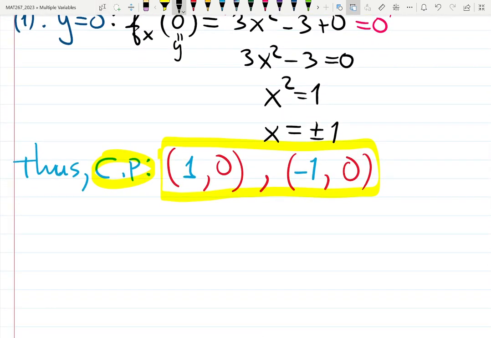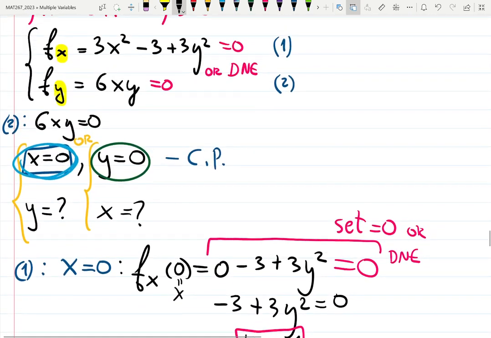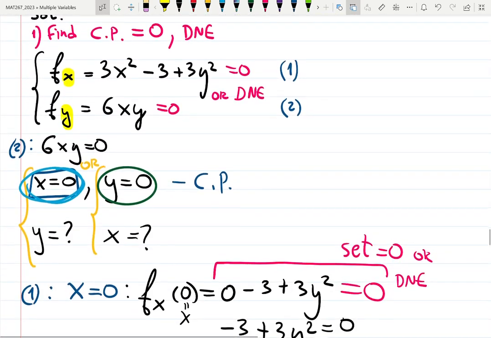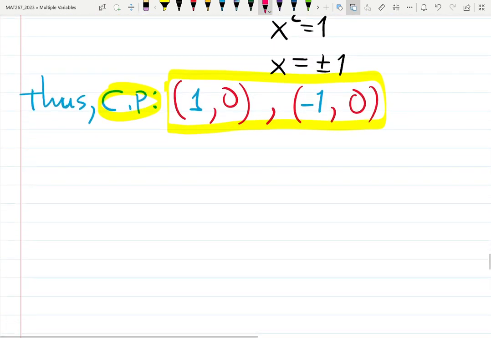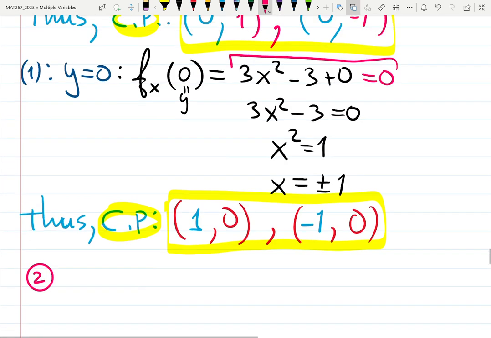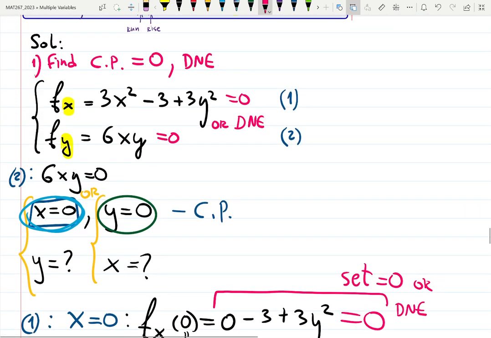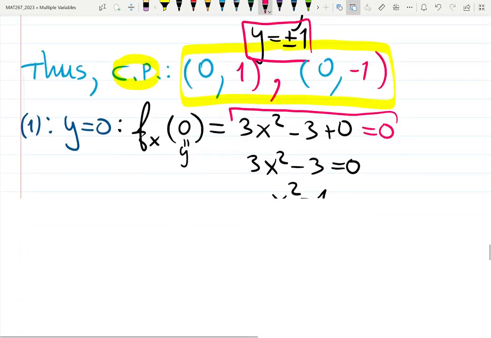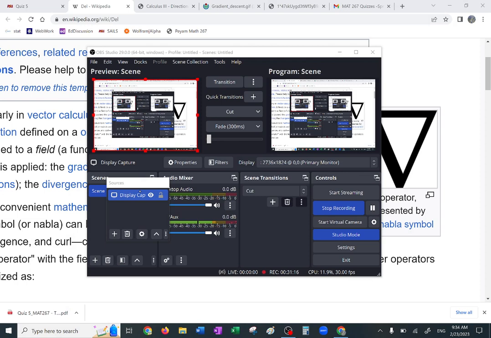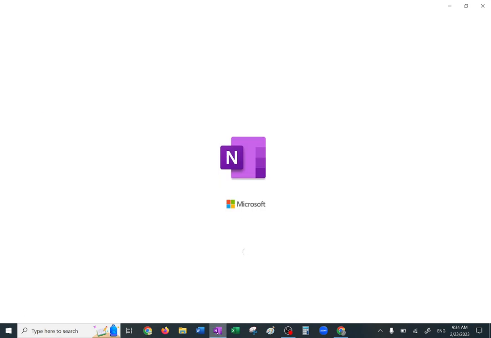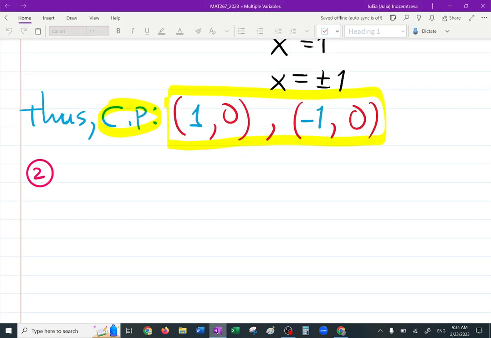Okay, that was just step 1. That was a long step 1: find critical points. We found 4. Step 2. Let me put it in a circle. Step 2: Test. Test each critical point, you can write that down.